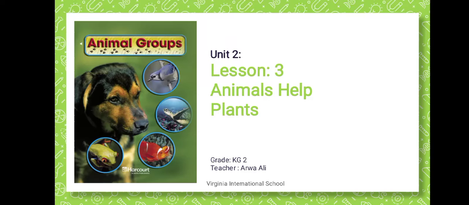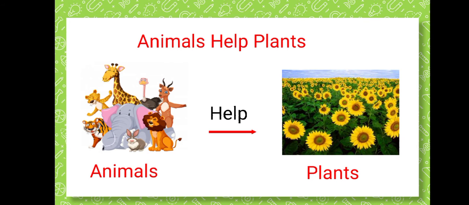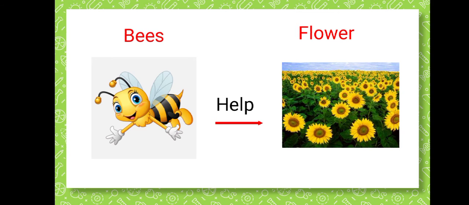Everyone, today we'll be taking Unit 2, Lesson 3, Animals Help Plants. Animals can help plants. How? Let's take an example. Bees can help flowers. Bees are animals that can help flowers, which are plants.